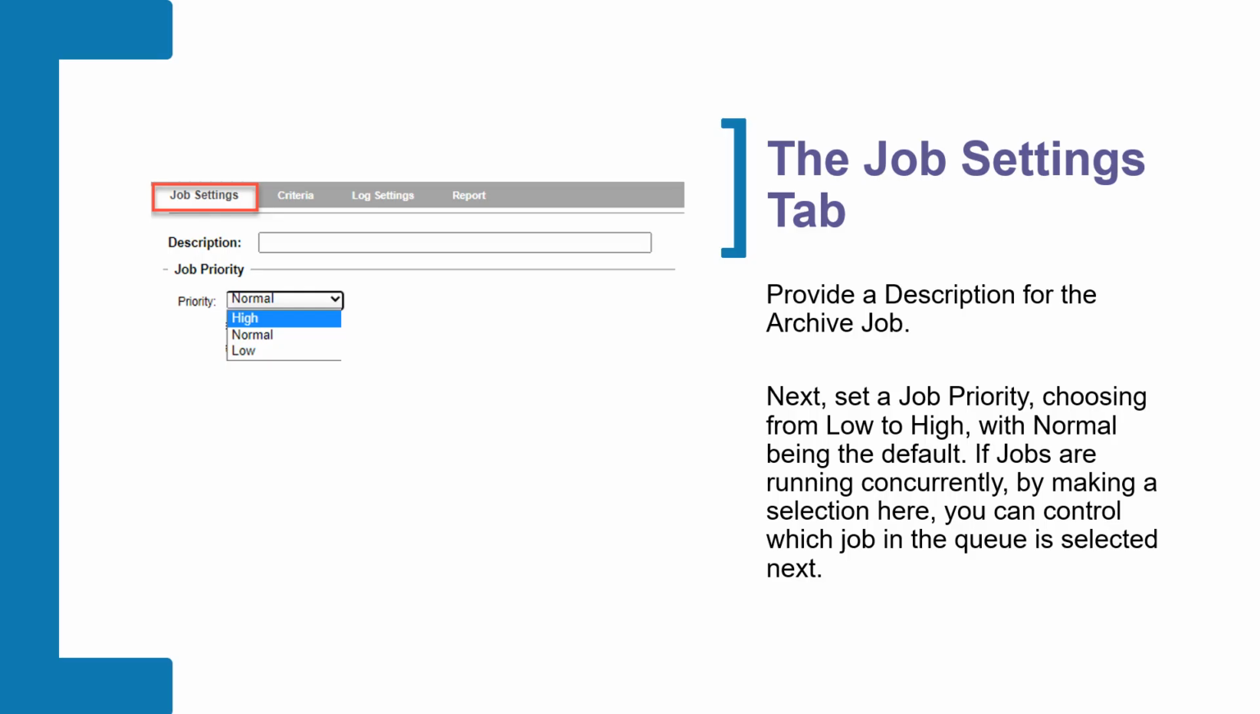Now, select the Job Settings tab in the upper left corner of the screen. Here, the first thing you can do is to input a description for your direct from source file archive job, if you wish to do so. Next, select a job priority, choosing from low to high, with normal being the default. If jobs are running concurrently, by making a selection here, you can control which job in the queue is selected next.